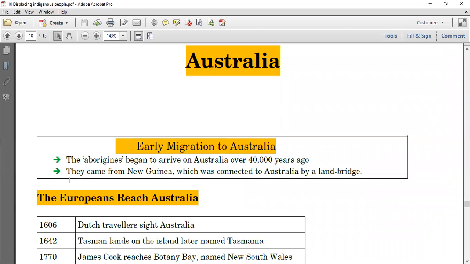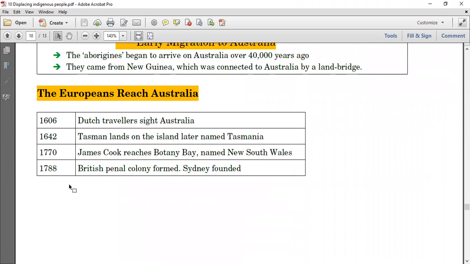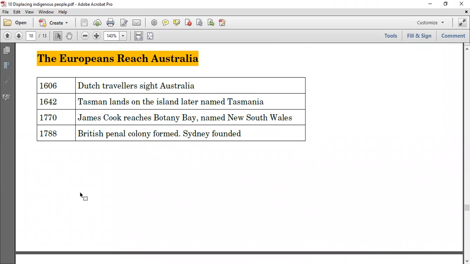Australia. Talking about Australia, the Aborigines began to arrive on the Australian land around 40,000 years ago. They came from New Guinea, which was connected to Australia by a land bridge. 1606, the Dutch travelers see Australia. 1642, Tasman lands on the island, which is later named Tasmania. 1770, James Cook reaches Botany Bay and names it New South Wales. 1788, a British penal colony was formed and Sydney was founded.